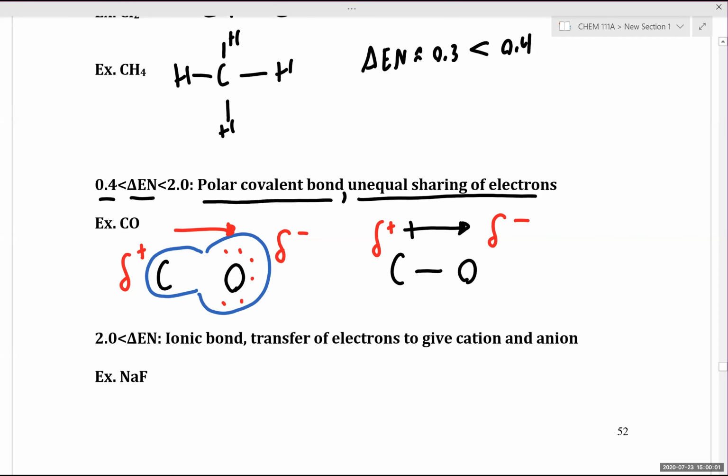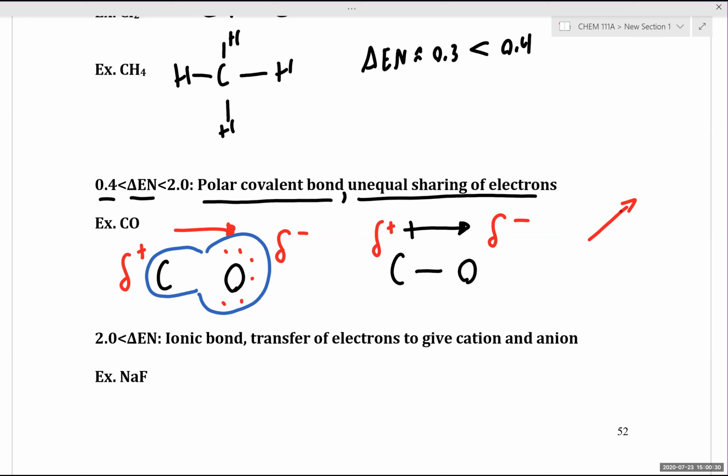So for these, we have to actually know the electronegativity number? Not entirely. Essentially, as long as there's a difference in electronegativity, as long as your two elements are different, the difference in electronegativity will overwhelmingly be greater than 0.4 for two nonmetals. The only exception is a carbon-hydrogen bond or a bond between two identical elements.